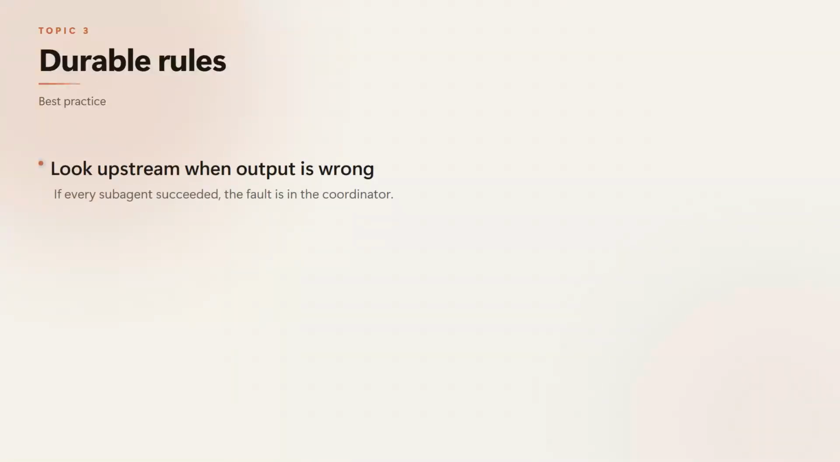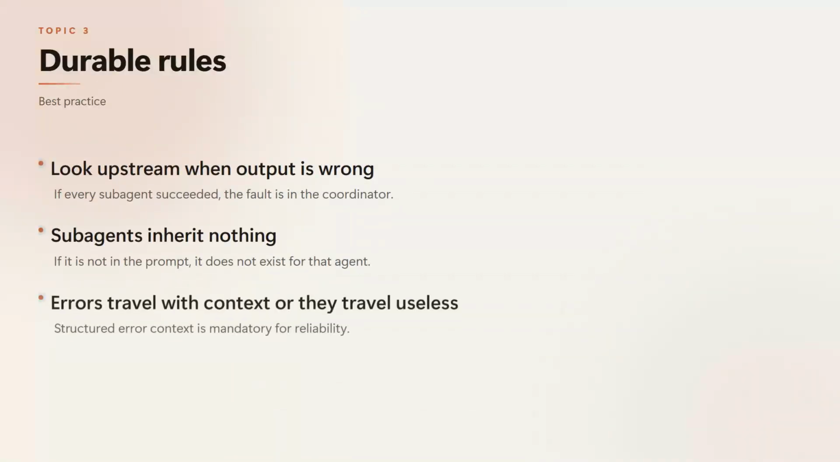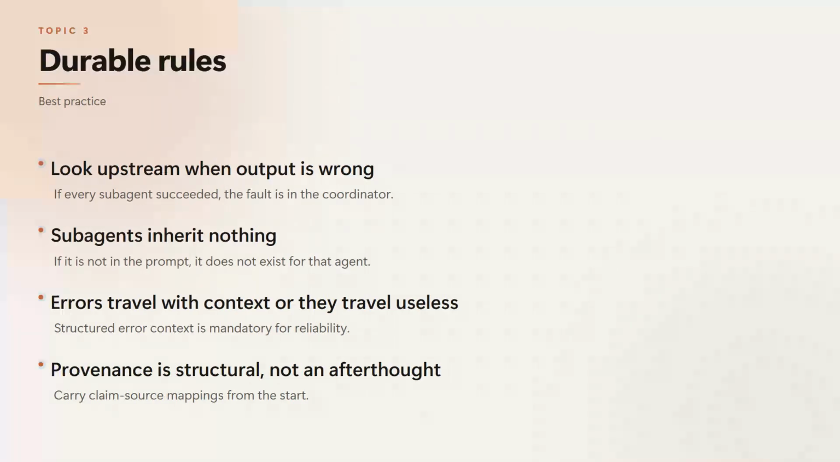The durable rule is this: when every subagent did its job and the output is still wrong, look up at the coordinator. Subagents inherit nothing. If a piece of context is not in the prompt, it does not exist for that agent. Errors travel with context or they travel useless. Structured error context is mandatory. And provenance is carried structurally or it is fabricated later.